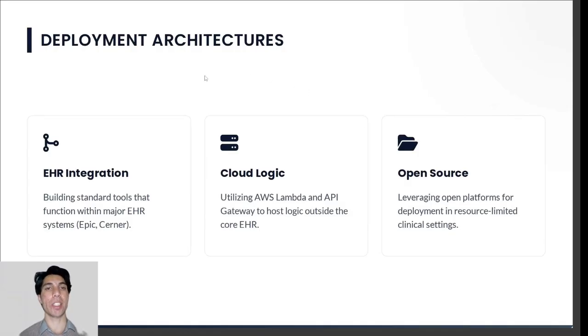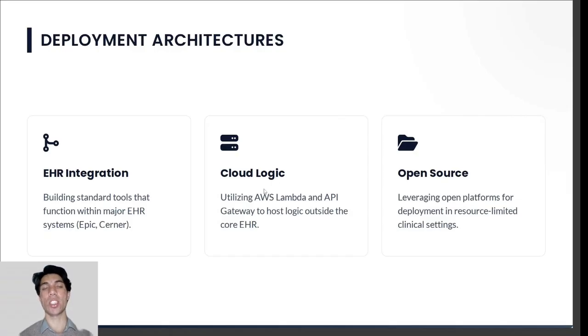Then we have the deployment architectures. So we talked about EHR integration, building standard tools that function within major EHR systems, for example, Epic and Cerner. We talked about SMART on FHIR, which helps us do this because our CDS hooks are active inside these EHR systems, right? They are triggered inside these EHR systems. So we want to build tools that are seamlessly integrated and can function seamlessly in these major EHR systems.